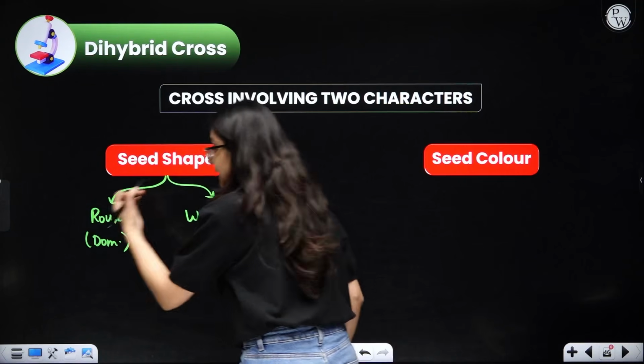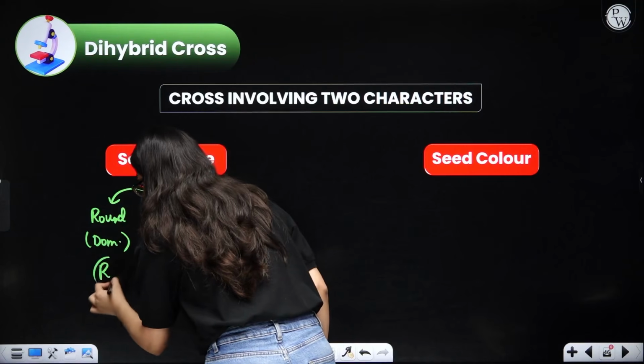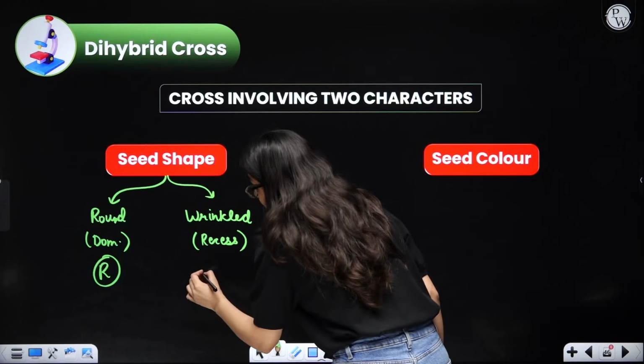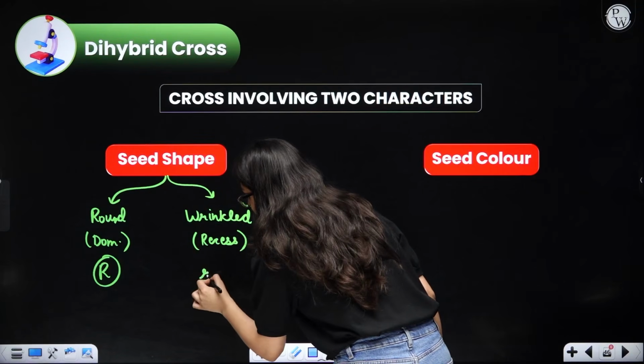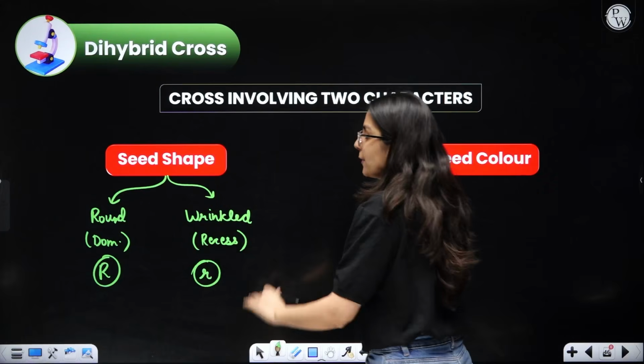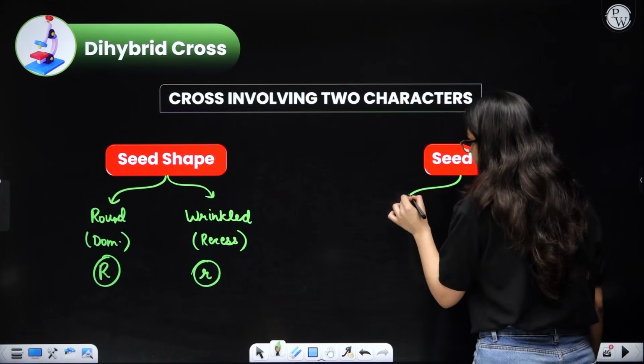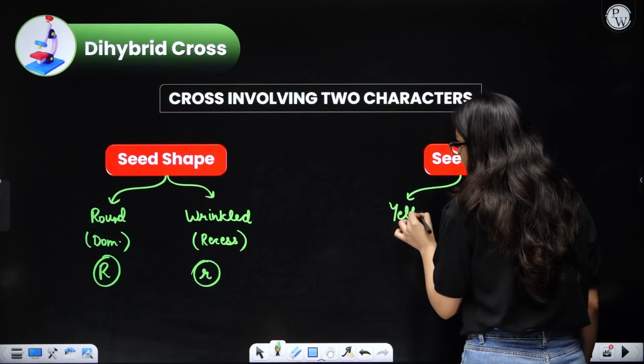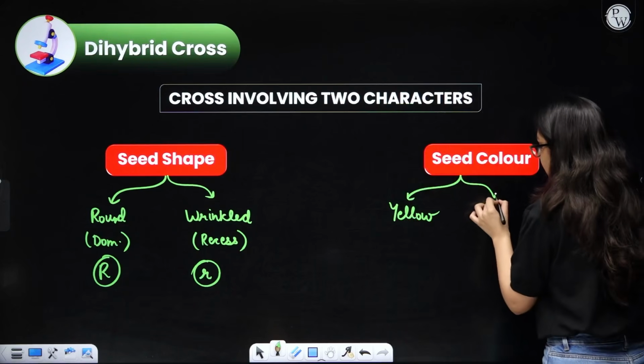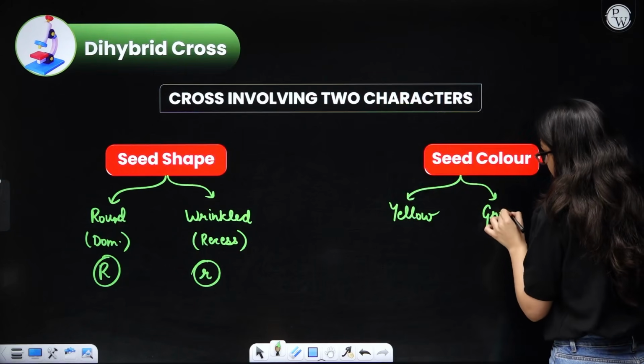Okay, and again, dominant has to be represented by a capital alphabet, and wrinkled, which is recessive, has to be represented by a small alphabet. So this is how you represent the seed shape. Now talking about seed color, it could either be yellow or it could be green. These are the two different colors of the seeds.